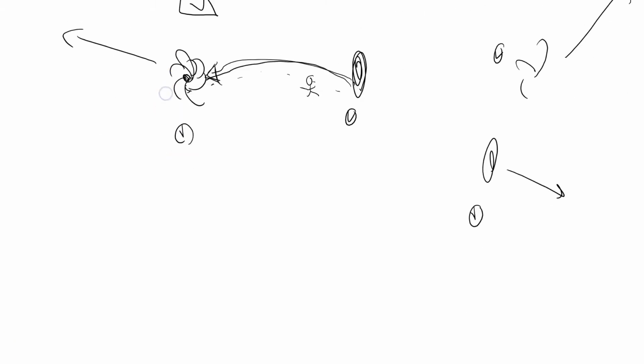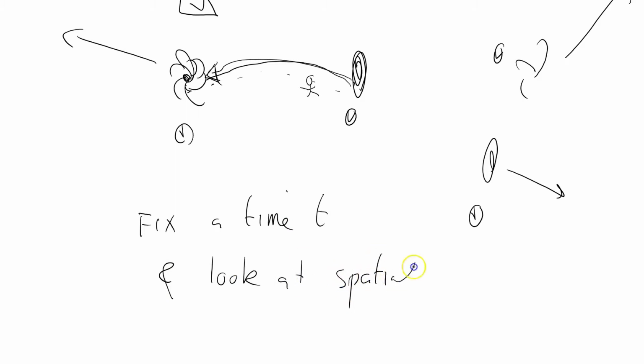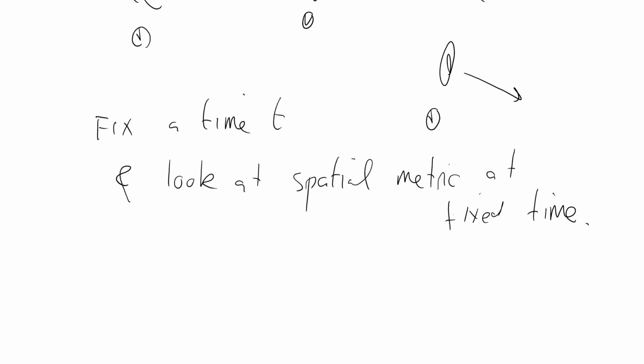Okay, so that's great. My next step, of course, is to fix a time t and look at the spatial components, my spatial metric at fixed time. I'm going to fix a time t and look at the spatial metric at that particular fixed time, well, I guess we could just fix it at now. I guess that would be a good time. And say, okay, this is our time. But we can fix it at any time and think about what the universe looks like at that particular time.